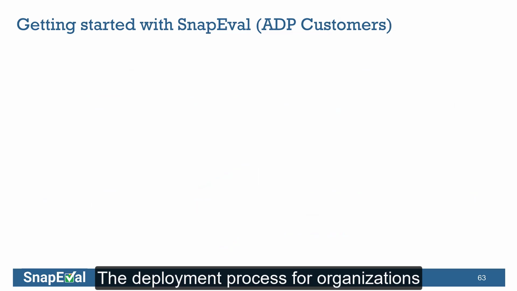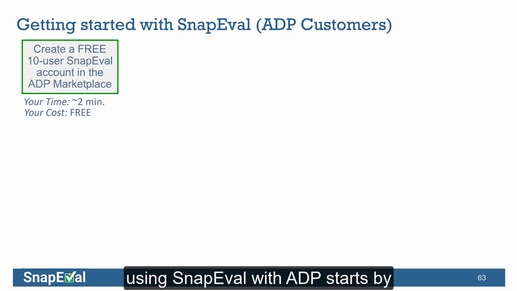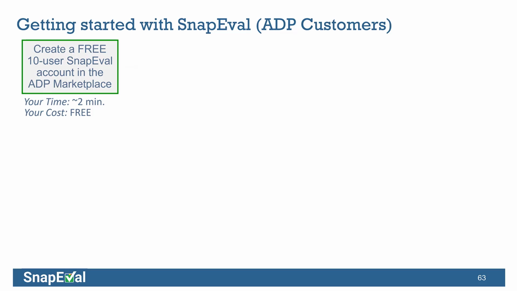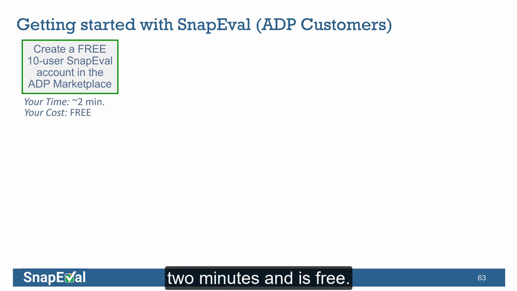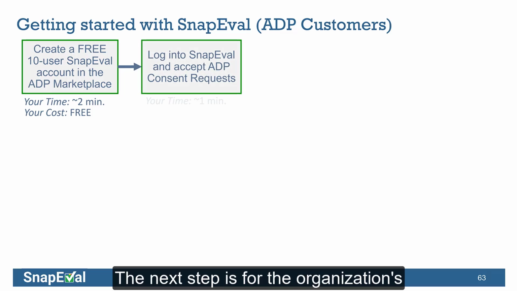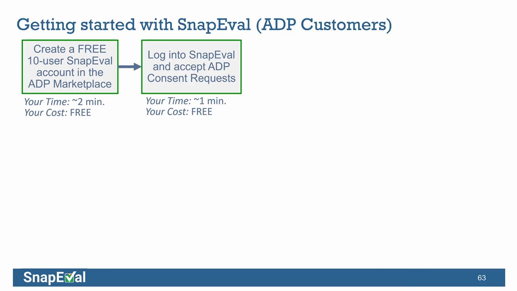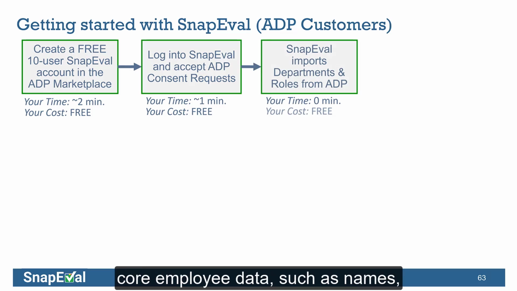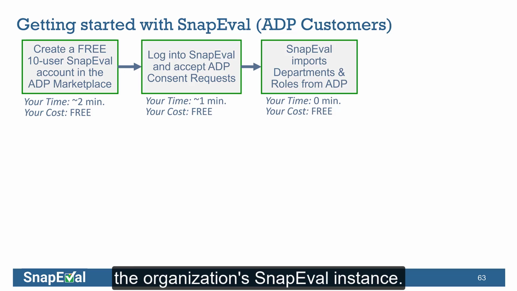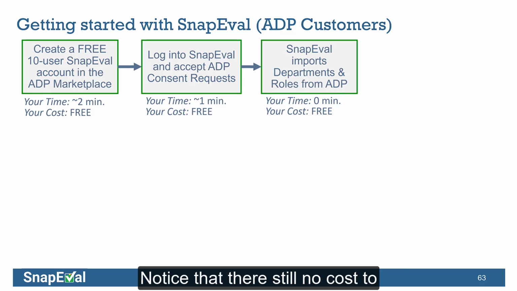The deployment process for organizations using SnapEval with ADP starts by creating a free 10-user SnapEval instance in the ADP marketplace. This step takes about 2 minutes and is free. The next step is for the organization's ADP Marketplace administrator to log into their SnapEval account and accept the 2 ADP consent requests. This allows SnapEval to import core employee data, such as names, email addresses, and department assignments from ADP to configure the organization's SnapEval instance.